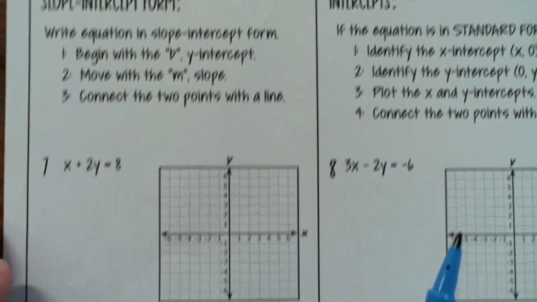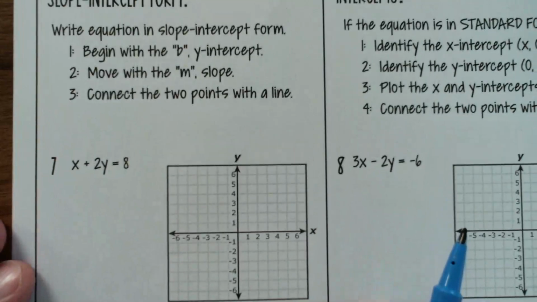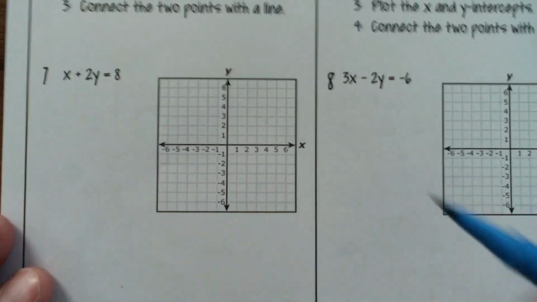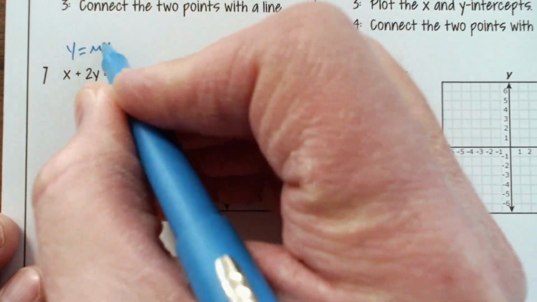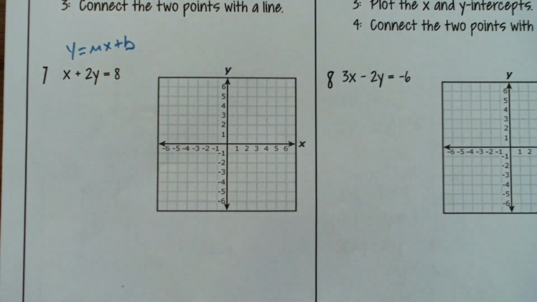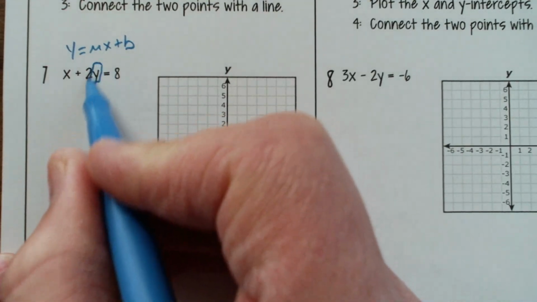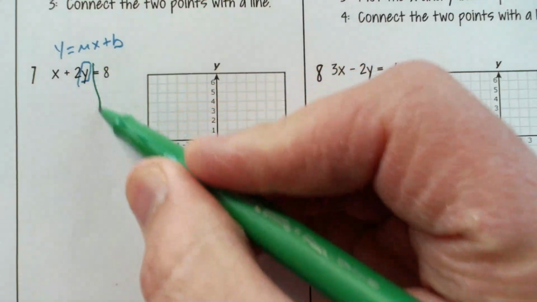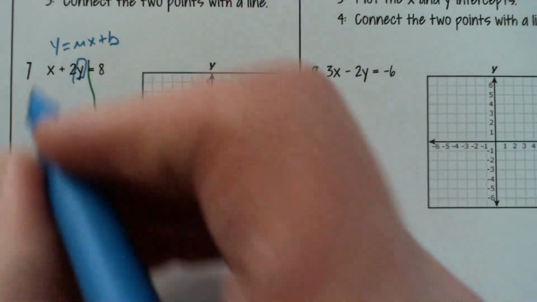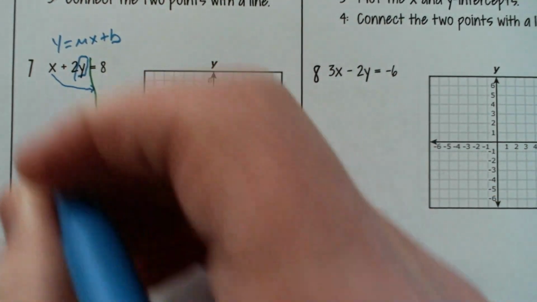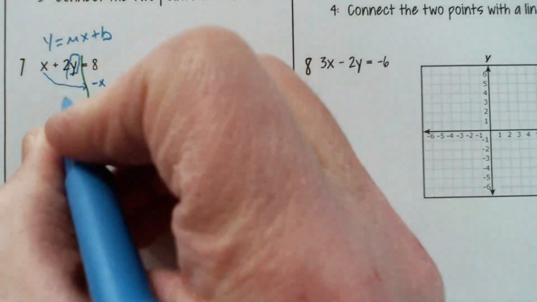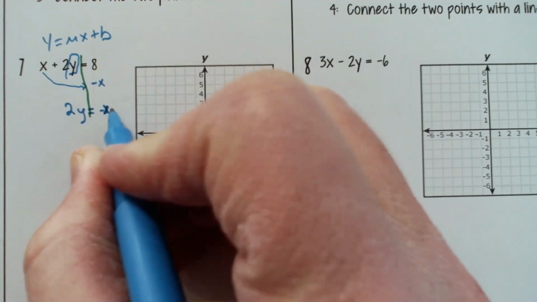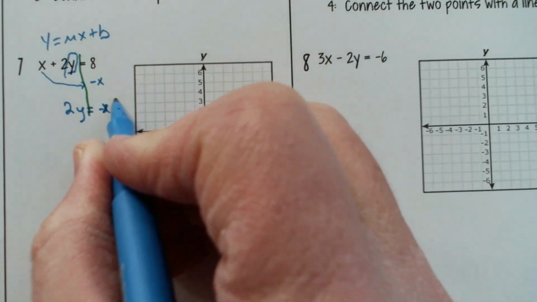So let's look at the slope-intercept form first because it's something we're more familiar with. The steps are we want to convert this into slope-intercept, so y equals mx plus b, where the y is all by itself. Here's my y. I want to move everything away from it. When I move this x across the equal sign, it's no longer positive x, it becomes negative x. The 2y comes down, so this is 2y equals negative x plus 8.